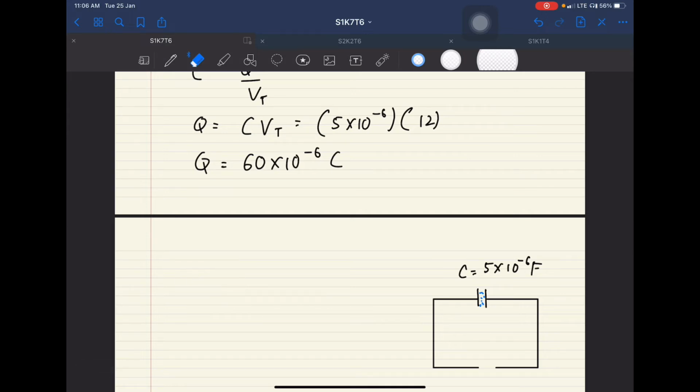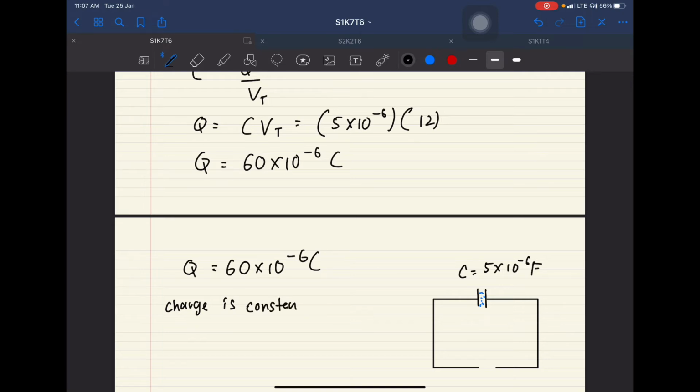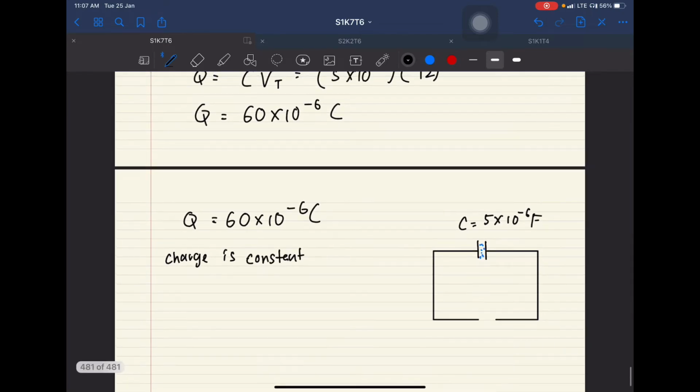The charge from the previous answer, Q, is equal to 60 times 10 negative 6. Since there is no power supply, this value will become constant. Charge is constant because it couldn't move anywhere else, so it just remains over there.